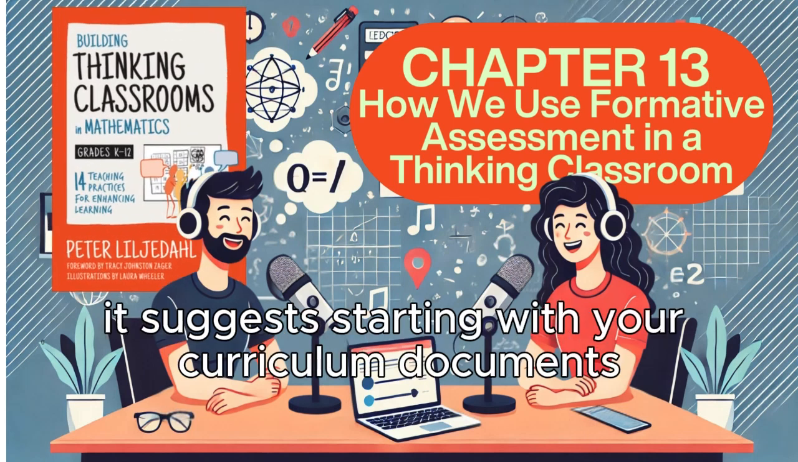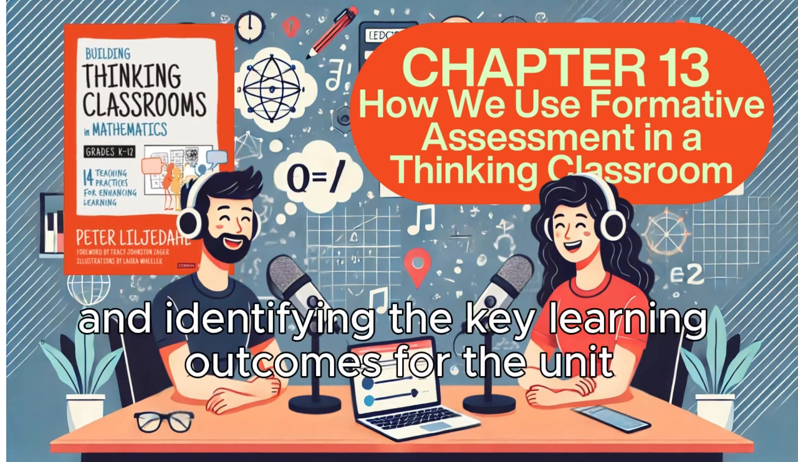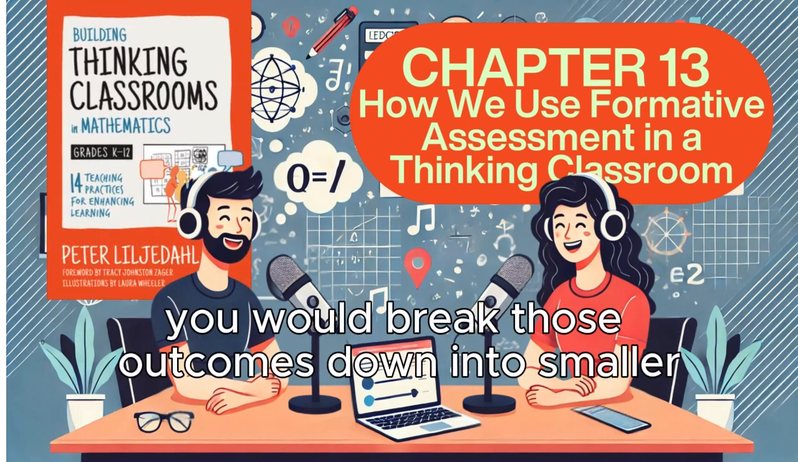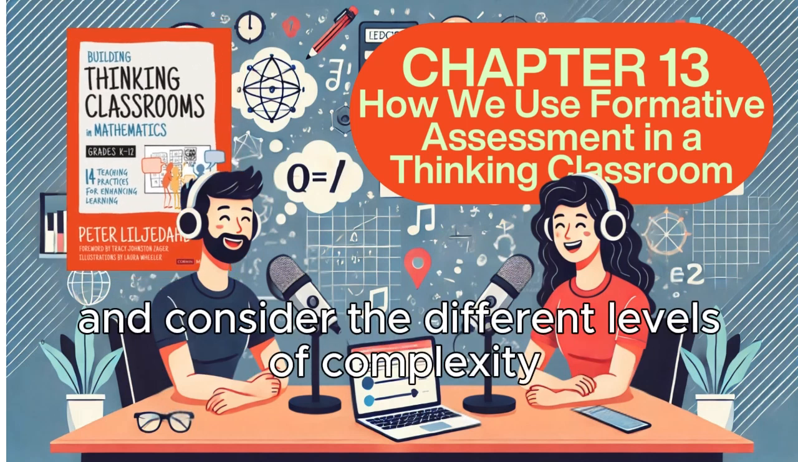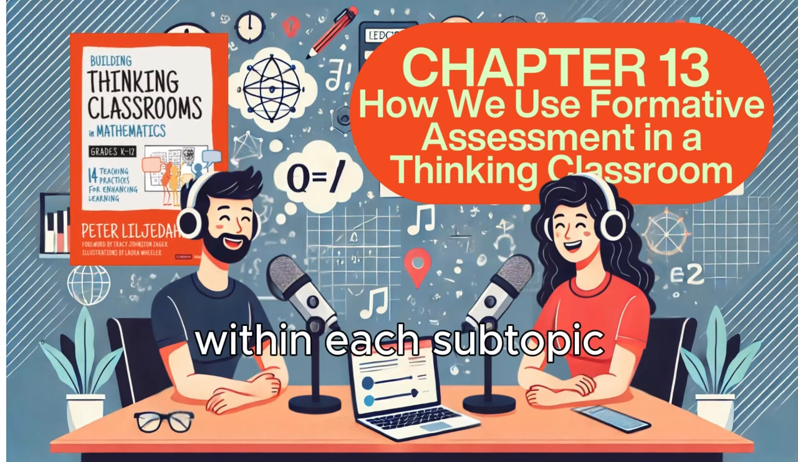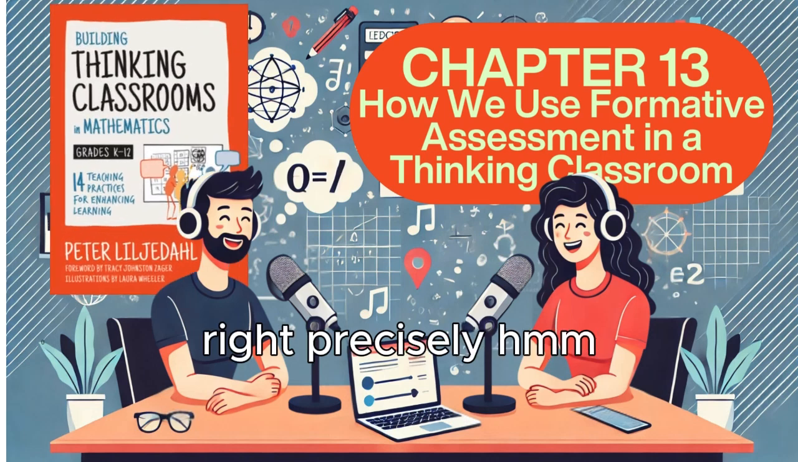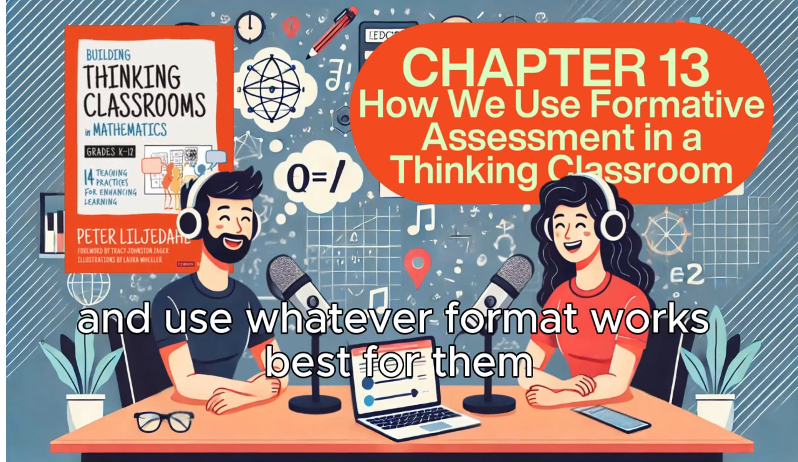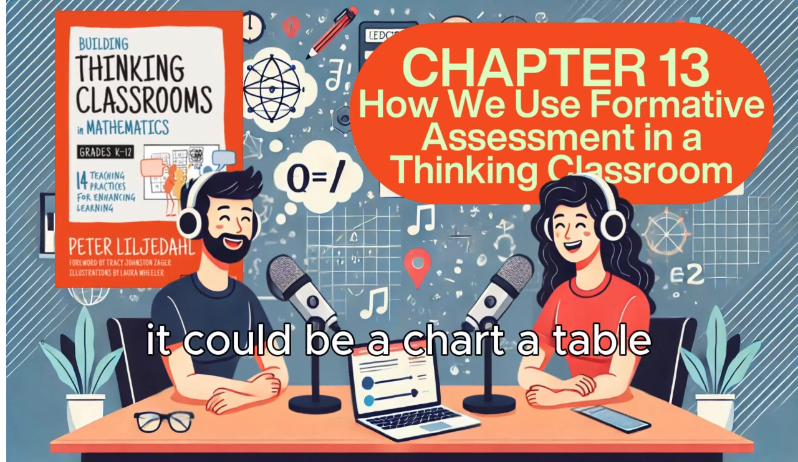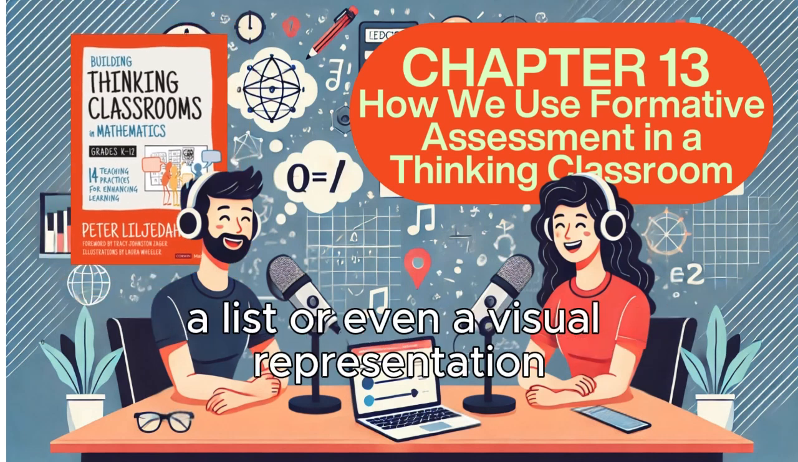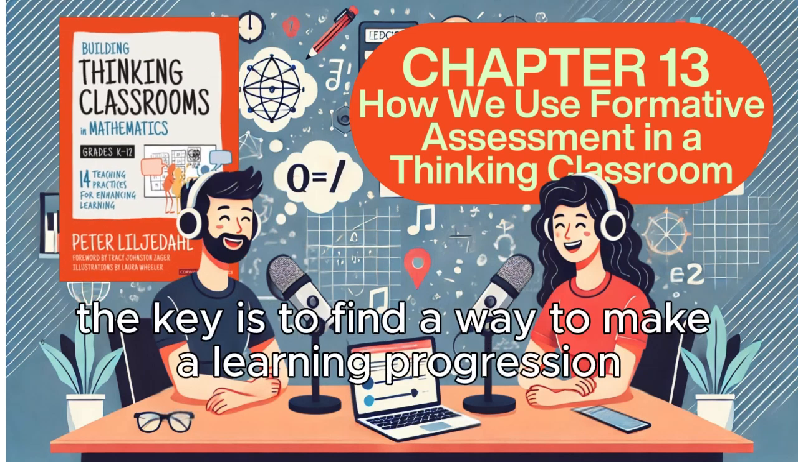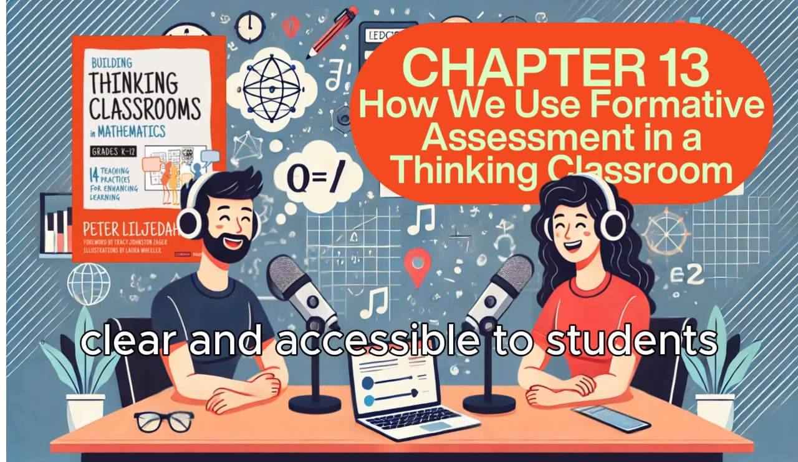It suggests starting with your curriculum documents and identifying the key learning outcomes for the unit. And then you would break those outcomes down into smaller subtopics and consider the different levels of complexity within each subtopic, right? Precisely. And the book encourages teachers to be creative and use whatever format works best for them and their students. It could be a chart, a table, a list, or even a visual representation. The key is to find a way to make the learning progression clear and accessible to students.